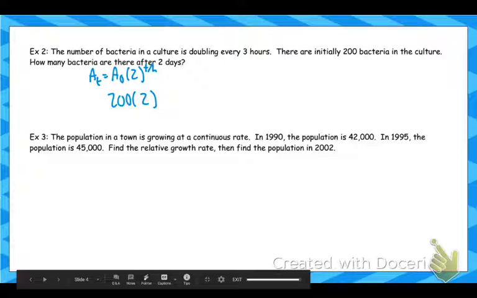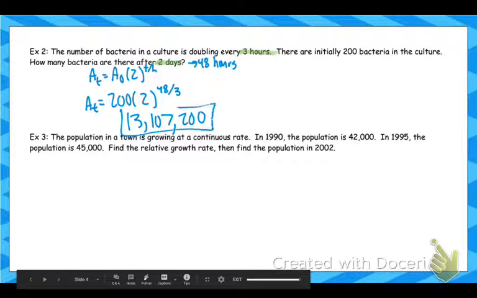So remember, these two things need to be in terms of the same unit. So if it's doubling every 3 hours, I know how many bacteria there are after 48 hours. So your T would be the 2 days, which we're using in terms of hours. So this would be 48 divided by 3. Now this is one you don't really need to show a lot of work for because we can just plug this straight in as is. There's not really much more you can do at this point. But go ahead, plug it in, and we'll end up with 13,107,200.